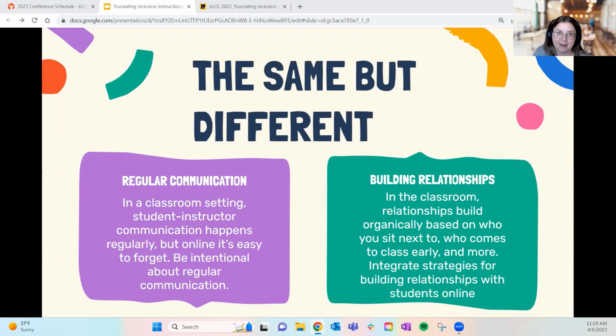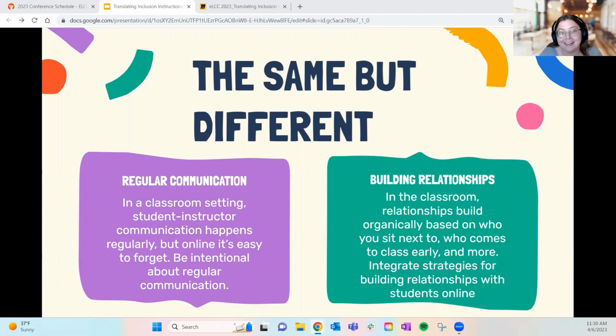Maybe it's in office hours if your students attend those. And it can happen pretty organically, that you don't have to go out of your way. You've got these time commitments that you're expected to be there as an instructor, and the student's expected to be there too. But online, you can actually forget to communicate with your students. Your students can forget to communicate with you or with each other. So you have to be a lot more intentional about the regular communication and what the strategies are to build that. For building relationships, it's the same thing.